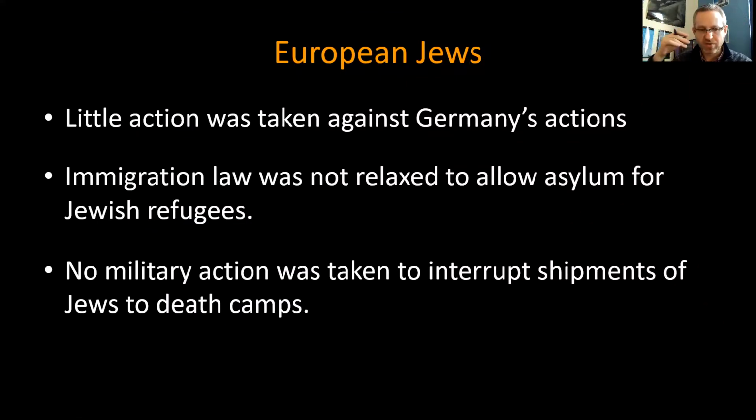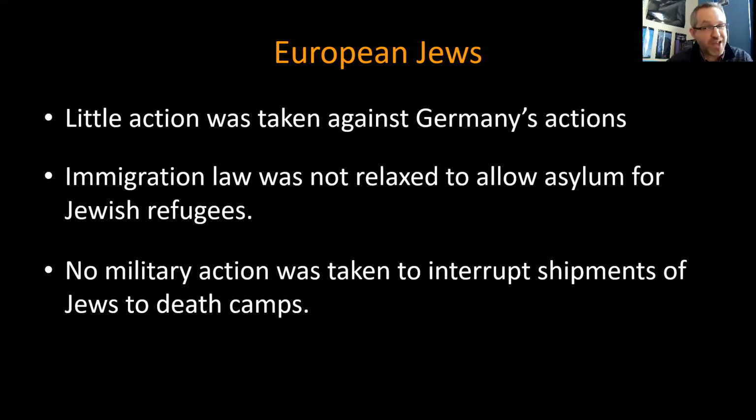Now, despite this, there's very little action taken against Germany. The United States does not relax its immigration laws to allow Jews to come in more easily. We don't do anything to stop the shipments of Jews off to the concentration camps, the death camps. We probably could have done more.